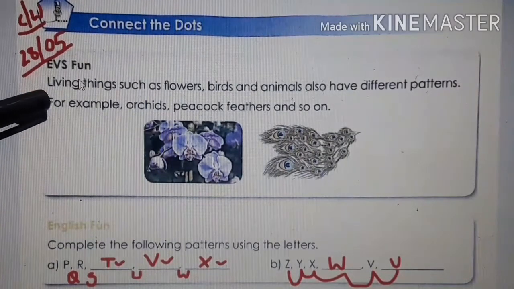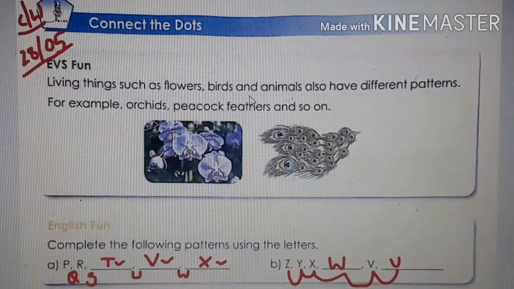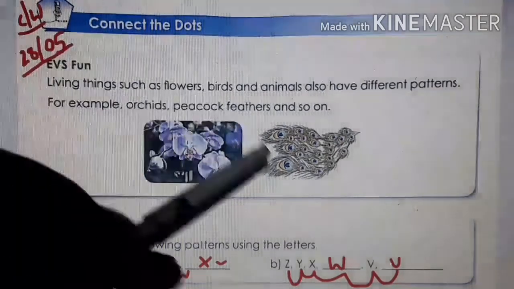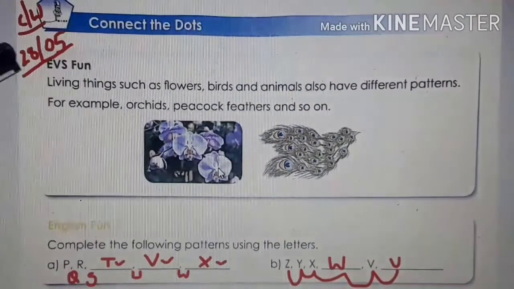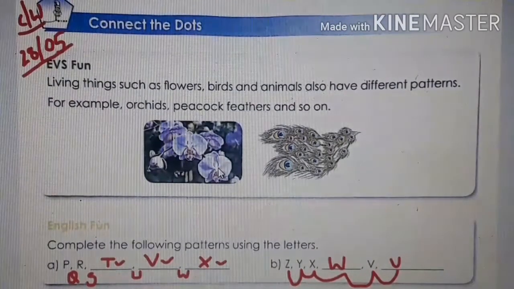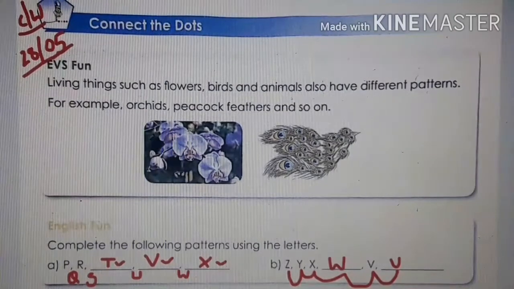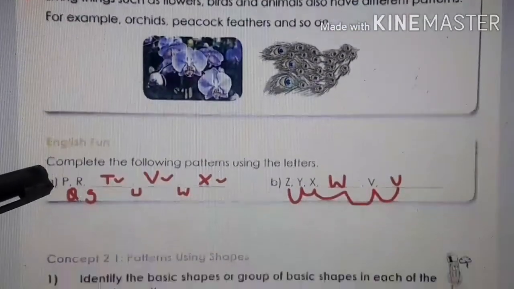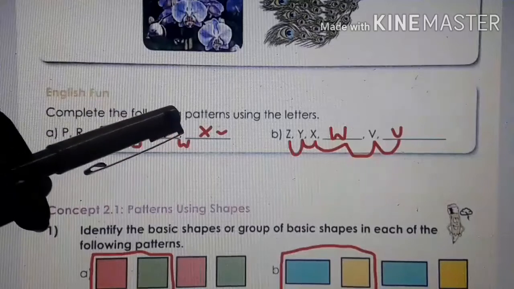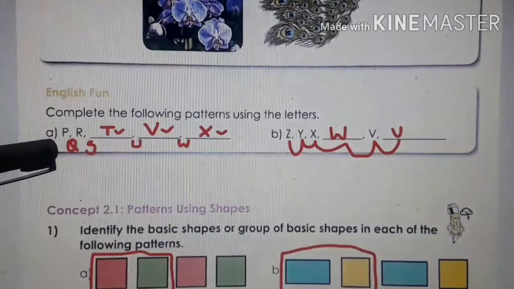EVS fun. Living things such as flowers, birds and animals also have different patterns. For example, orchids, peacock feathers and so on. Do you agree with this? Yes, you can see here peacock feathers, right? So living things also have different patterns. Next comes, children, English fun. Complete the following patterns using the letters.